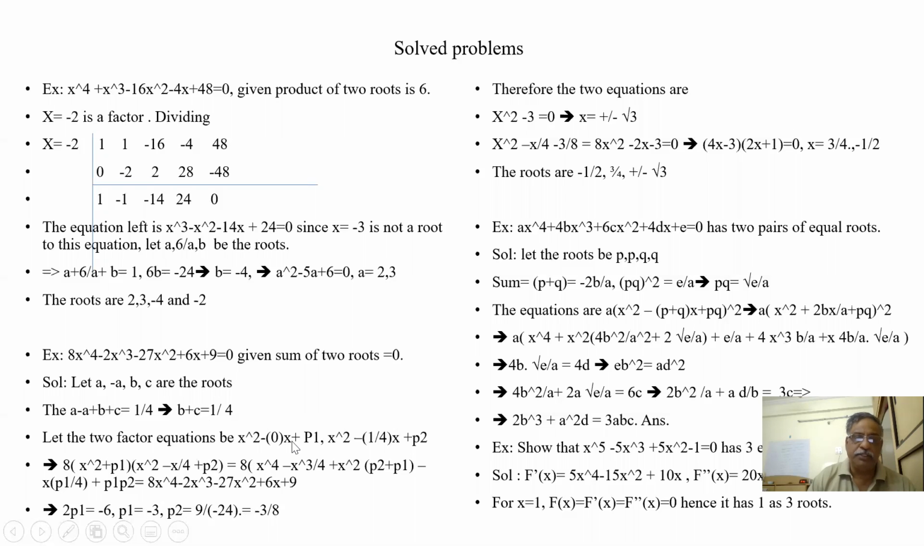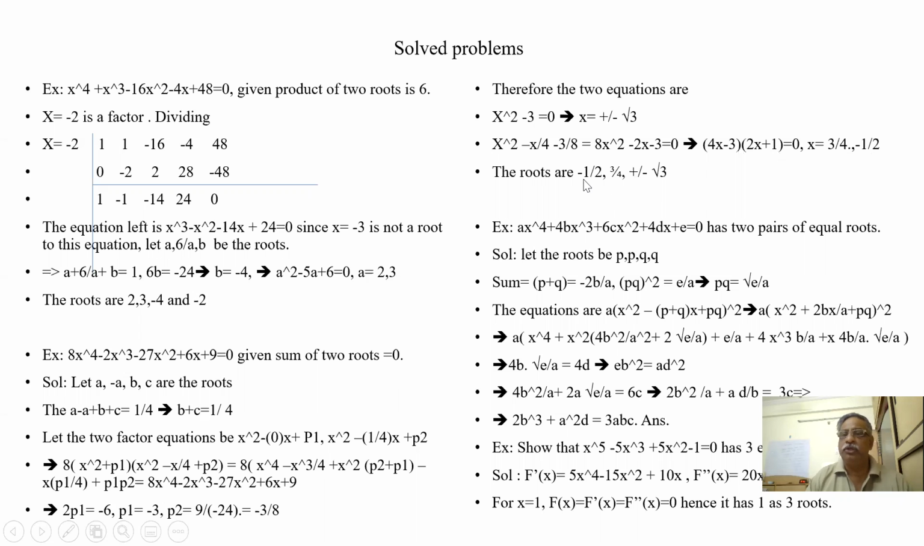So now we have two equations: x square plus p1 is one equation, and x square minus 1 by 4 x plus p2 is the second equation. When I remove the fractions, I am getting both equations. So from the equations we get the roots. What are the roots here? X square minus 3 is 0, so x is equal to plus or minus root 3. Here also x is equal to 3 by 4 and minus 1 by 2.